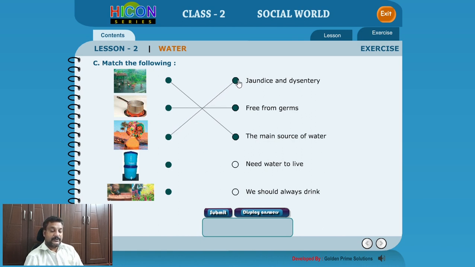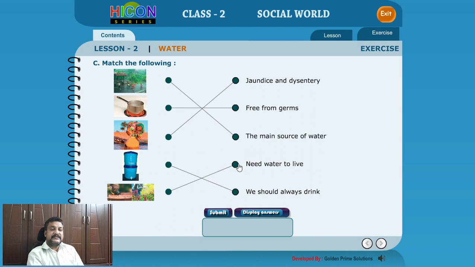Now, there is a water purifying system, and that is water we should always drink. Means pure water, isn't it? We should always drink pure water. Then in the next image we have a bird drinking water and some plants being watered. Yeah, they also need water to live. Plants and animals also need water to live.